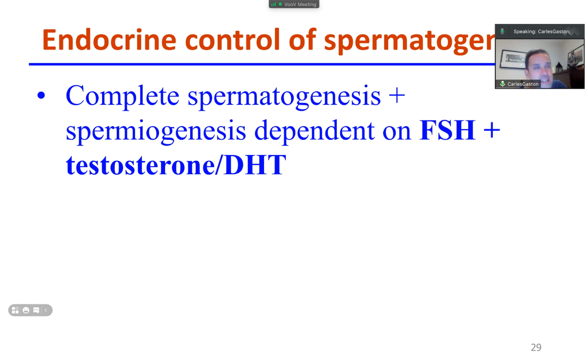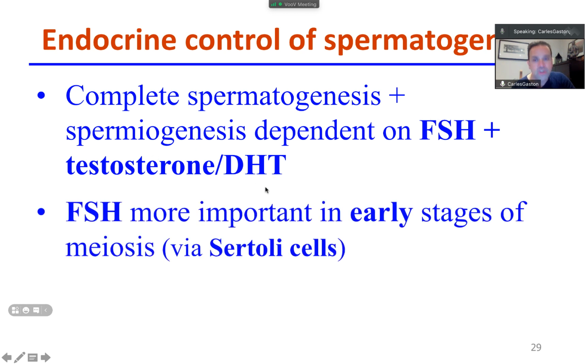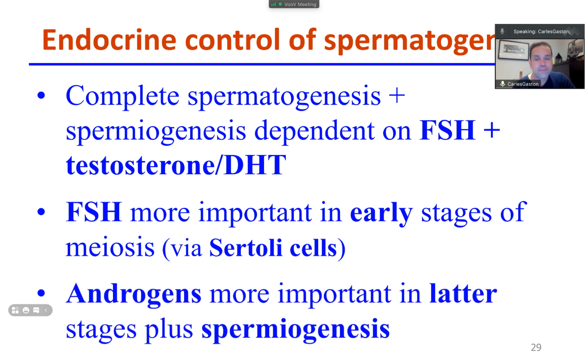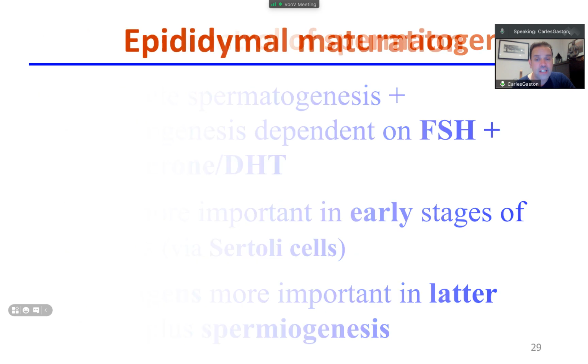So how is this regulated under the endocrine system? Complete spermatogenesis depends on FSH, testosterone, and DHT, which we have studied. FSH is more important in early stages of meiosis in the Sertoli cells. Androgens are more important in later stages of the spermatogenesis.